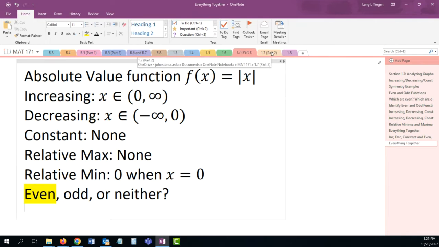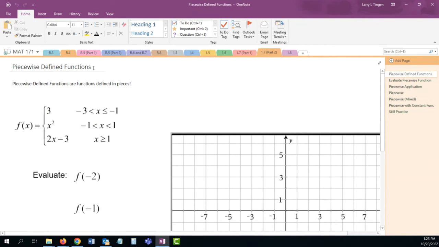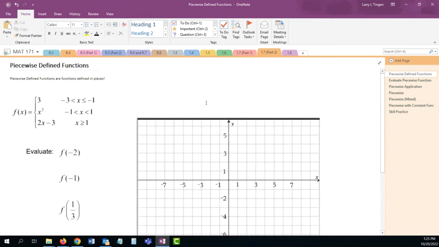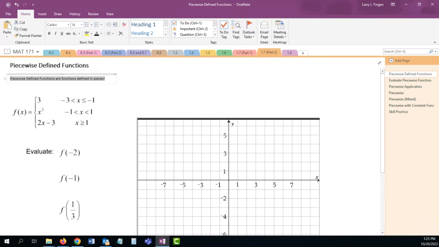All right. So let's go look at the second part. Okay. If there is a tough part of this section, it's this part. I don't know why piecewise defined functions are so difficult, but they are. I haven't quite cracked the code of what makes them so difficult. So why are they called piecewise? Because they are defined in pieces.